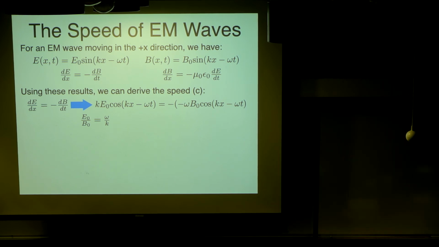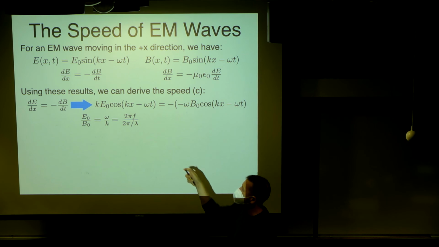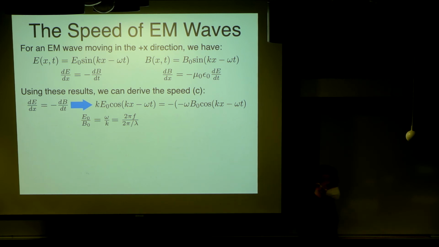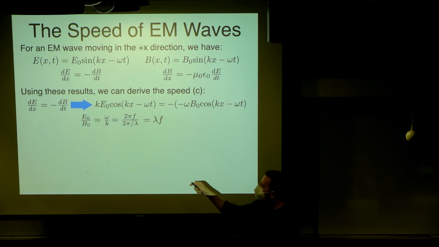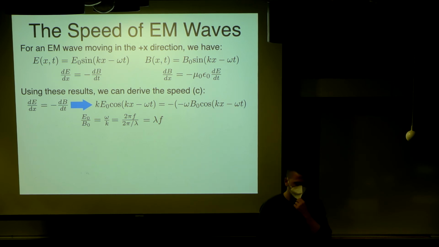Real quick, I just want to remind you that omega, if I wanted to, can be written as 2 pi f. And k is 2 pi over lambda. These are just definitions that we saw earlier. So in other words, cancel out 2 pi, bring the lambda to the top. This is lambda times f. Do you agree? What does lambda times f equal to? That's the speed of the wave. That's what we call c, correct?